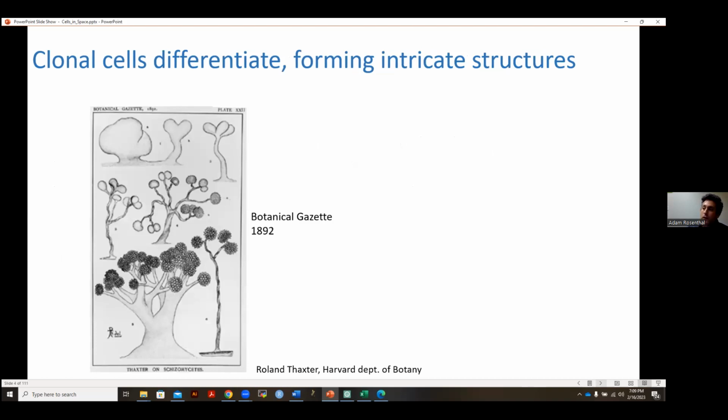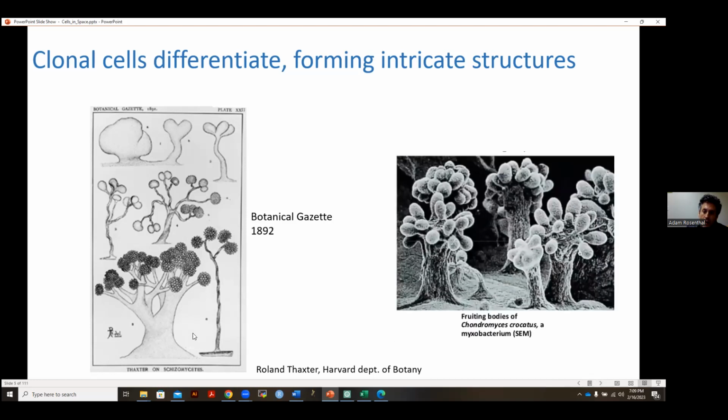Let's talk about this a little bit, because I think that's not usually the way we think about bacteria. But even from the beginning of microscopy, people saw different cell types. This is a picture from the Botanical Gazette in 1892. A picture was taken by Roland Thaxter, who at the time was a professor of botany at Harvard University. Even though he was a botanist, these pictures are not plants. They look a lot like plants, but these are actually bacteria. And these are a mix of bacteria. You can see that on the top of these branches that look like tree trunks, there are spores, right?